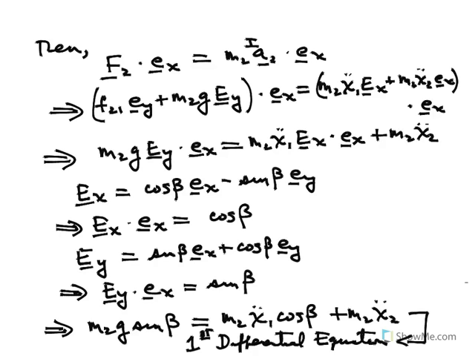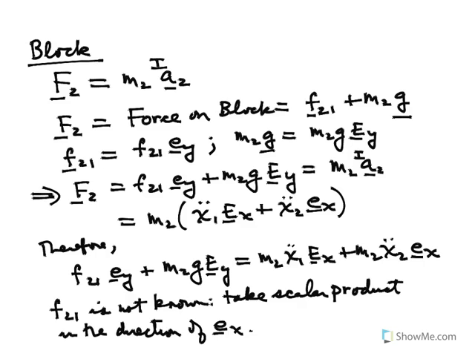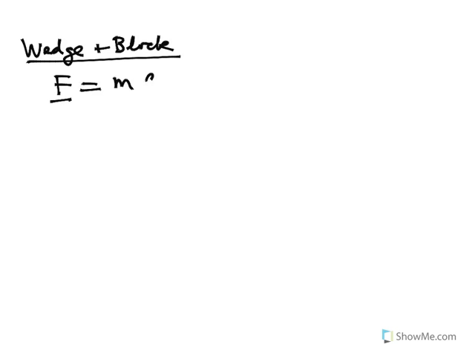Now let's look at the system consisting of the block plus the wedge. We started here with the block, and now we're going to do the wedge plus the block. This says the force acting on the system has to equal the mass of the system times the acceleration of the center of mass of the system. But remember that the mass of the system times the acceleration of the center of mass is the sum of the masses multiplied by the respective inertial accelerations and then added together.